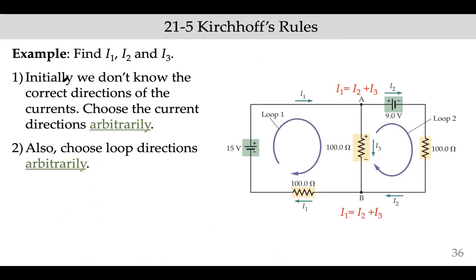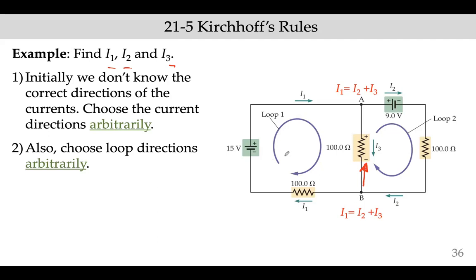So here's an example. So you have the battery, you have the resistors, but the currents are not given. So the question here is calculate the currents I1, I2, and I3. So I1 is here, I2 is here, and I3 is passing through this resistor. So initially, we don't know the correct directions of the currents, okay? So maybe I3 is flowing this way, we don't know.